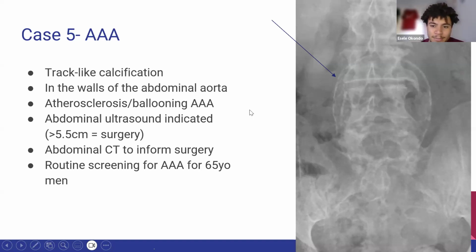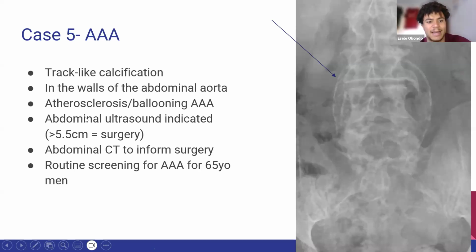And your key things to know about AAA: again, I think this case specifically is less likely to come up as an abdominal X-ray in an OSCE setting. It will be more likely to be small bowel obstruction and large bowel obstruction as your main abdominal X-rays. So just know the difference between those two.